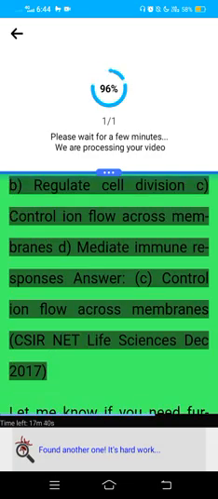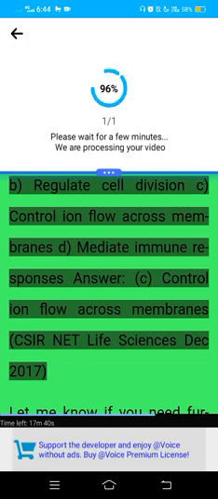B. Regulate cell division. C. Control ion flow across membranes. D. Mediate immune responses. Answer: C. Control ion flow across membranes. CSIR NET Life Sciences December 2017.